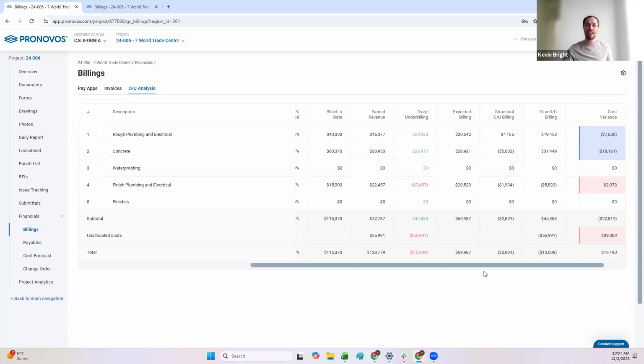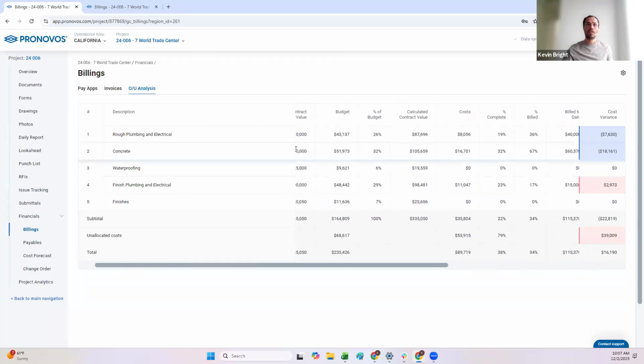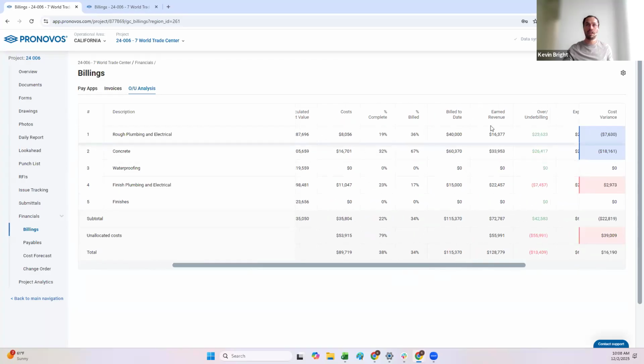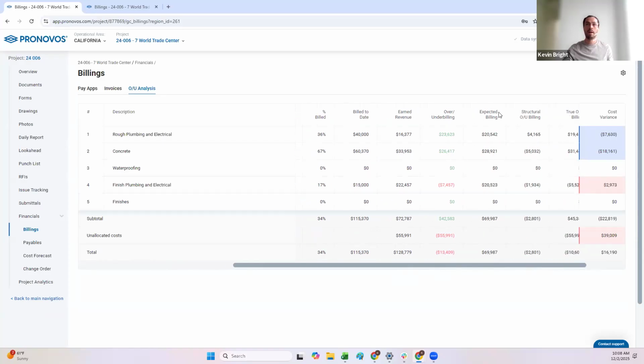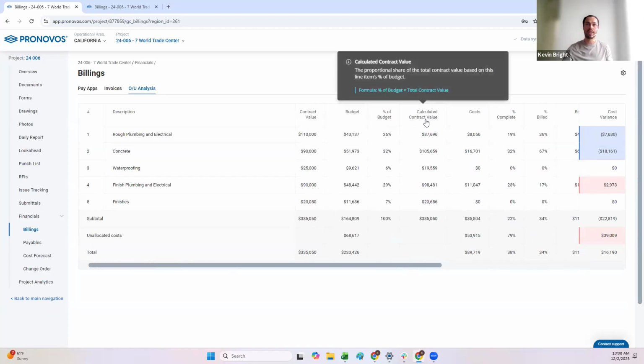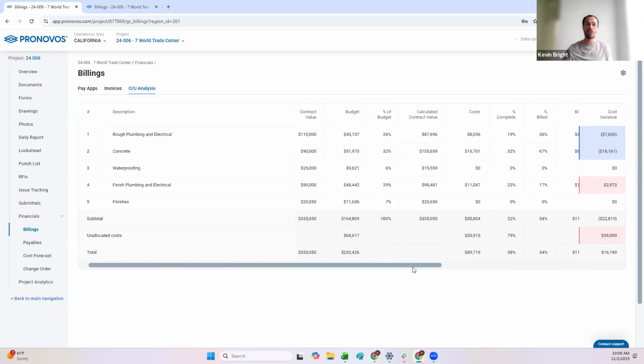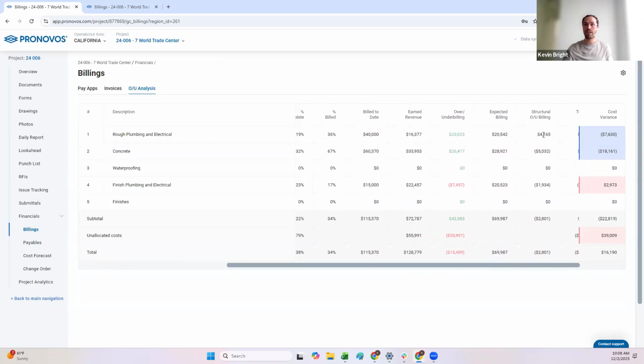$16,377. So basically it's saying if I am 19% complete versus my contract value, and I'm 19% complete on my earned revenue, my expected billing is now comparing apples to apples. Or I'm sorry, my structural over under billing is now comparing apples to apples. And that $4,165, it's not because I'm overbilled or have lower costs or anything. It's purely based on how I set up that schedule of values. So it goes back to this delta between the calculated contract value and the contract value. I'm basically saying, hey, 19% of that, that's my structural overbilling here.